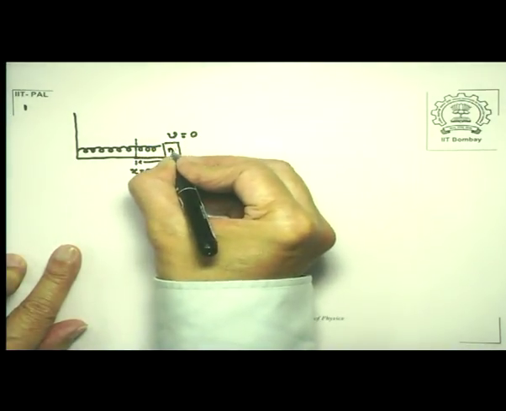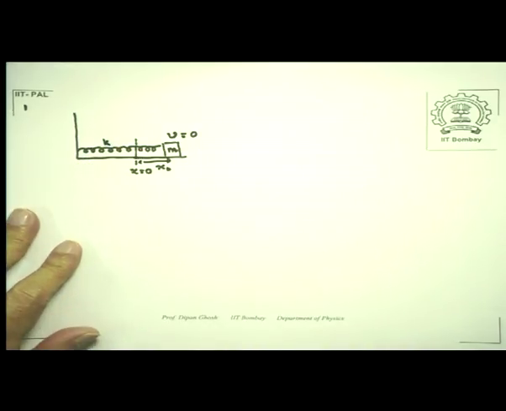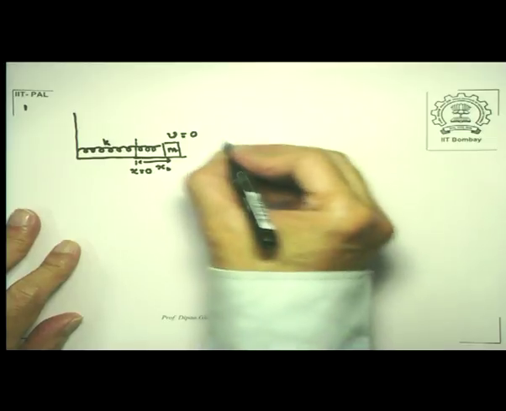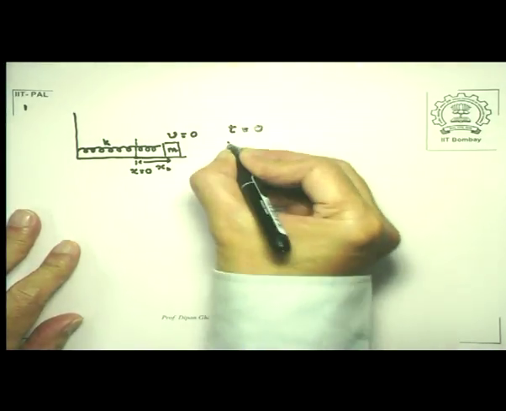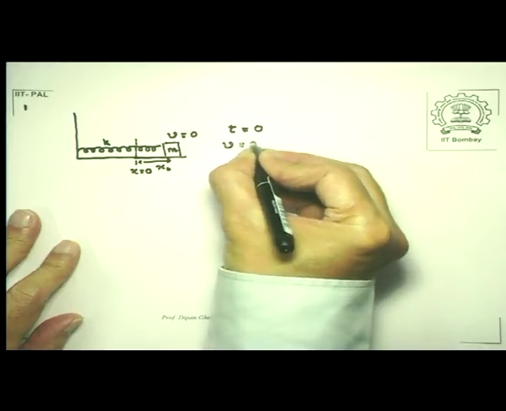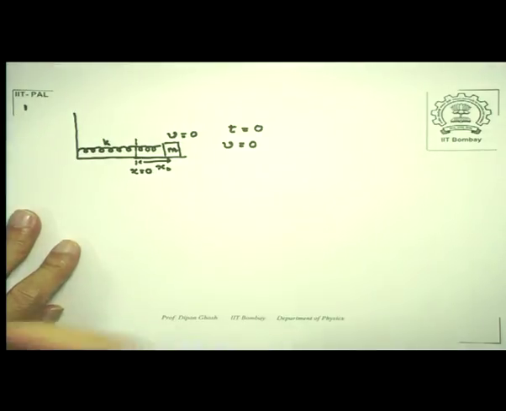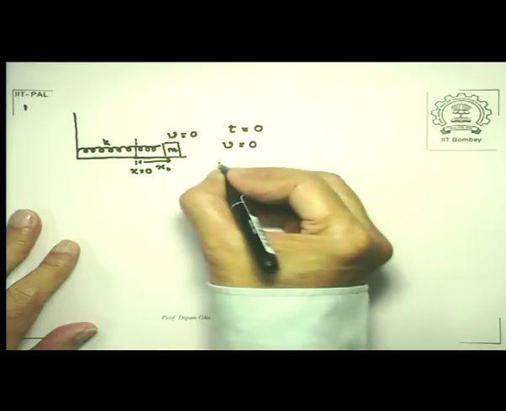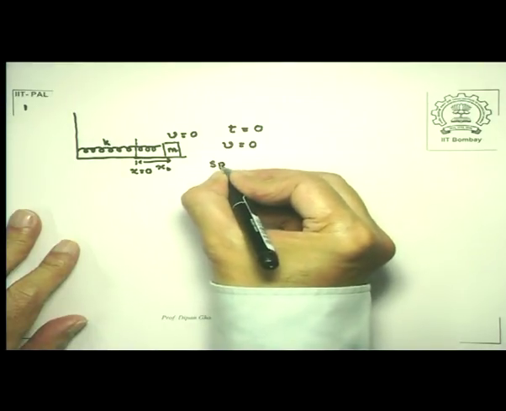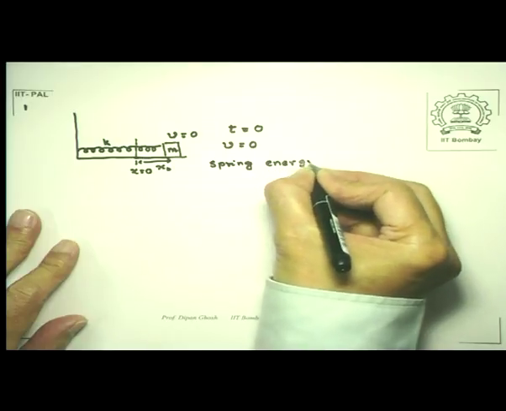So this is mass m, this is spring constant k, and this, let me say, is at time t equal to 0. My velocity is 0, but since the spring has been stretched by an amount x0, there is a spring energy there, and so the spring energy, which is the potential energy, let me represent it by U.